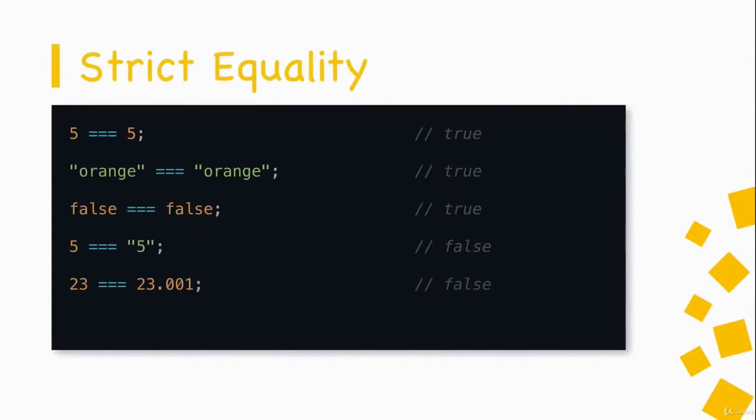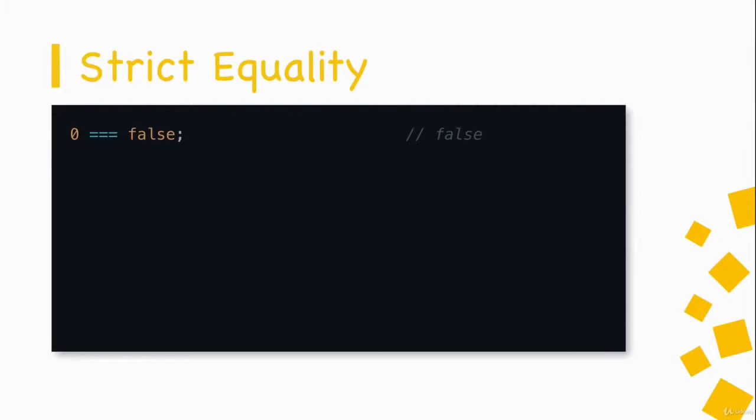And of course, JavaScript is extremely precise with numbers. So 23 is strictly equal to 23.001 will return false because they're not exactly the same. In order for two numbers to be equal, they must be exactly the same. And in order for two strings to be the same, they must be exactly the same as well. So the string apple with lowercase letters is strictly equal to the string apple with uppercase letters returns false because these two strings are not the same. They need to be exactly the same for the equality operation to return true.